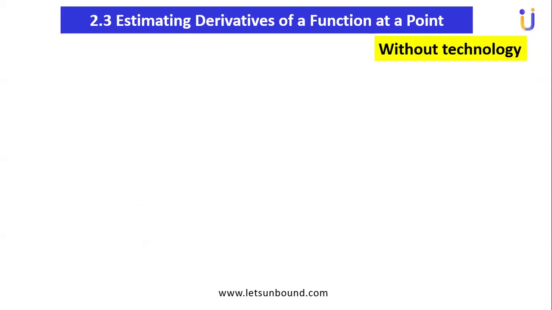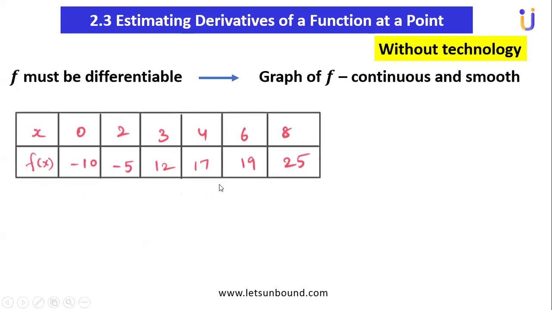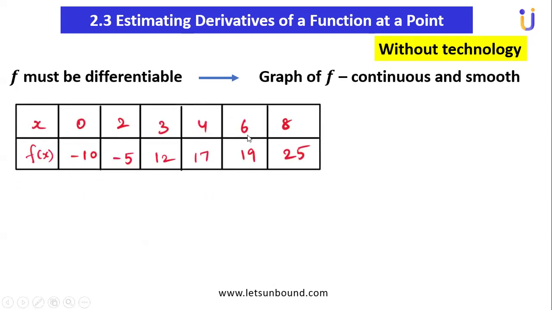Now, estimating the derivative of a function at a point without technology. Without technology, they will give you some table values. It's very simple. First of all, if the derivative exists, f must be differentiable, and the graph should be continuous and smooth if it's in graph or table form. That is an obvious condition that applies, and then we will solve. So there is a list of values and we have to estimate f dash of 5. 5 lies between 4 and 6. Actually, 5 lies between 0 and 8 also, but you have to pick the best interval, and that's 4 and 6.